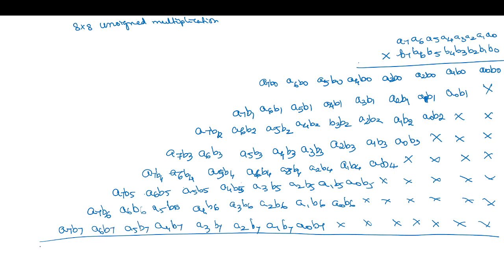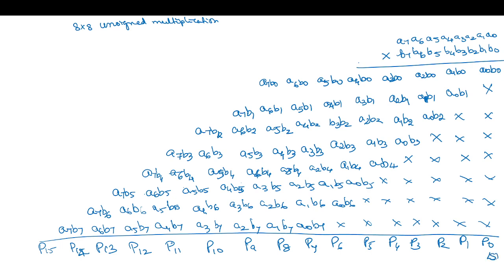Final product terms we will get here: P0 directly, P1, P2, P3, P4, P5, P6, P7, P8, P9, 11, 12, 14, 15. So this will be the LSB and this will be the MSB.